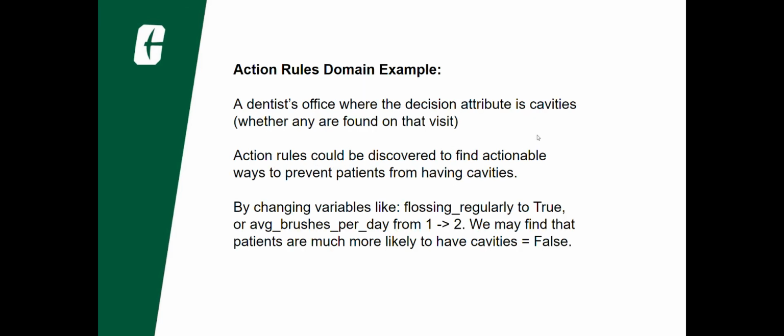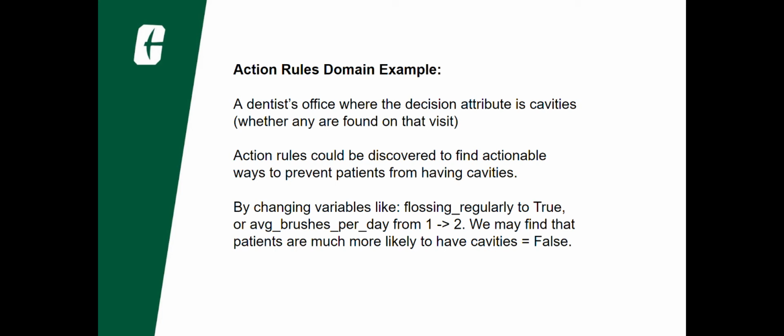So these domain examples, for example, a dentist's office could have a decision attribute called is cavities. So that could be true or false based on whether they are found on that visit. And action rules could be discovered to find actionable ways to prevent patients from coming in to an appointment and having that cavities variable set to true.